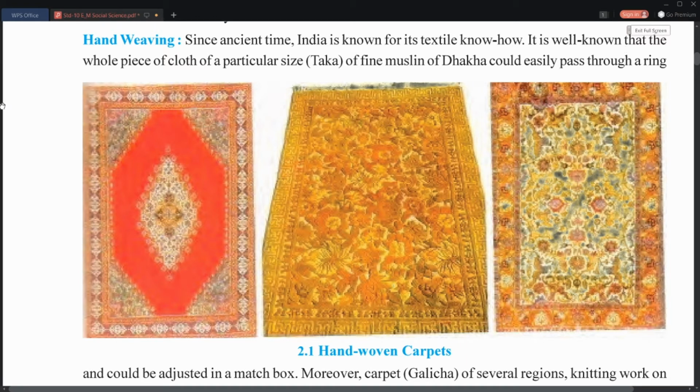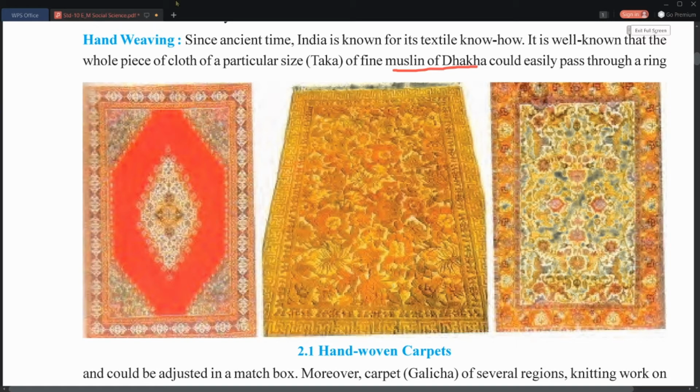It is well known that a whole piece of cloth of a particular size, that is taka, means a particular size of cloth in some meters of length. A fine muslin of Dhaka. Muslin of Dhaka, this is very much important. What is muslin? We call it malmal of Dhaka. Dhaka's malmal is a very fine and soft cotton cloth from India.